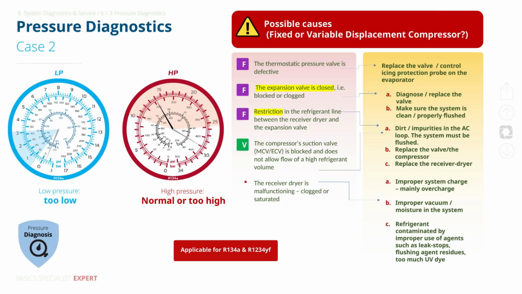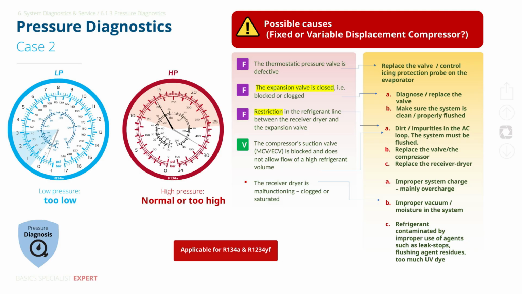Low side too low, high side too high. An AC system only works because it constantly balances high and low pressures and temperatures. Pressure and temperature rise and fall together, and the point where the refrigerant boils or condenses, its saturation temperature, drives the whole process. Check for expansion valve issues such as restriction.